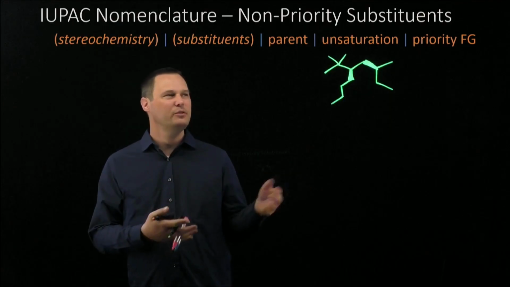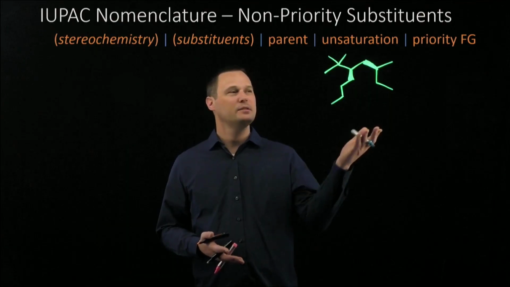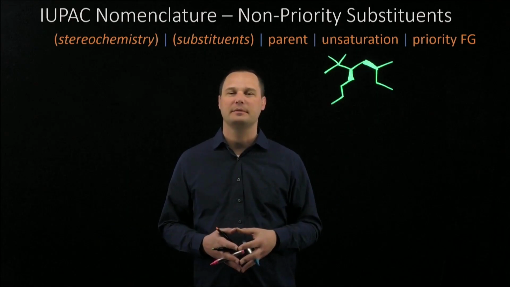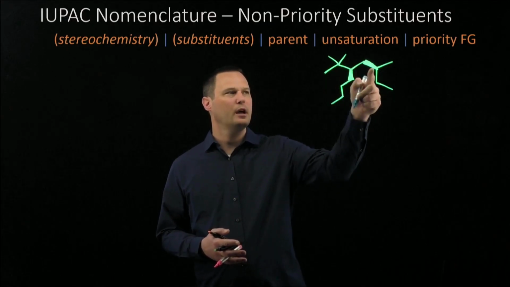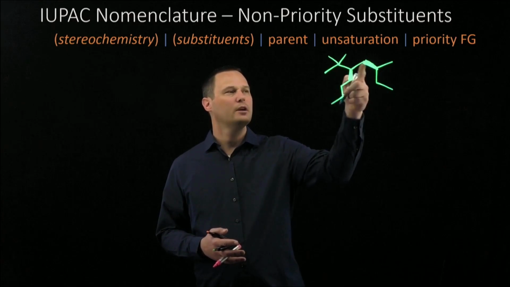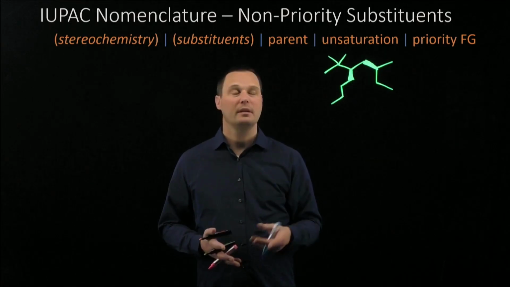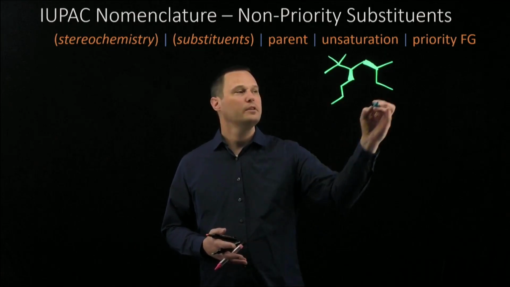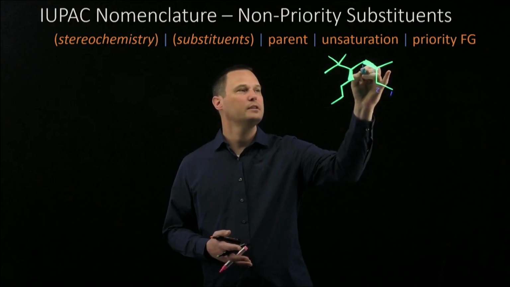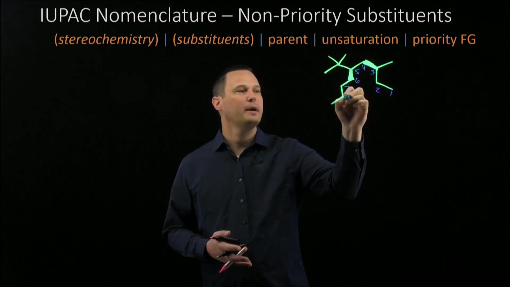Pause the video, see if you can name this molecule. The first step is to find the longest consecutive chain of carbon atoms. Finding all the different ways, the longest chain is going to be the one that kind of arcs up to the top and to the bottom, and this carbon chain has 9 carbons in it. The next step is to number the molecule to give the highest priority group the lowest possible number. For this molecule, we'll number right to left to give the methyl group the first lowest possible number.